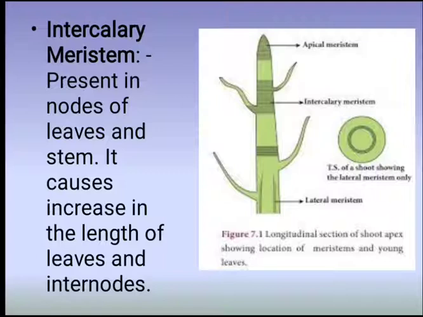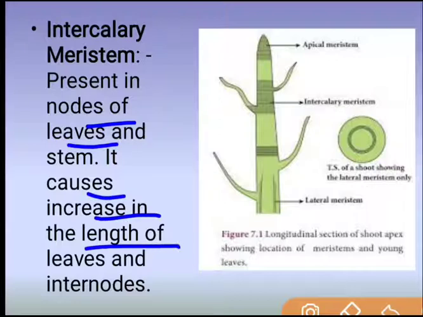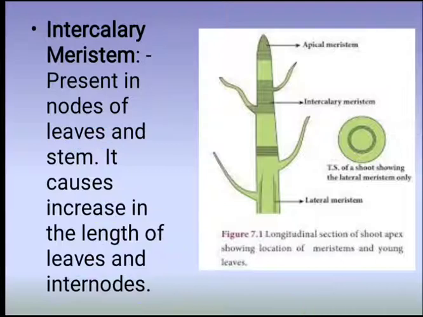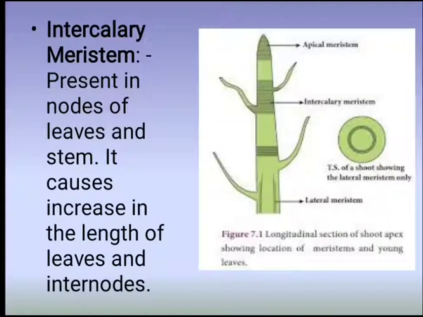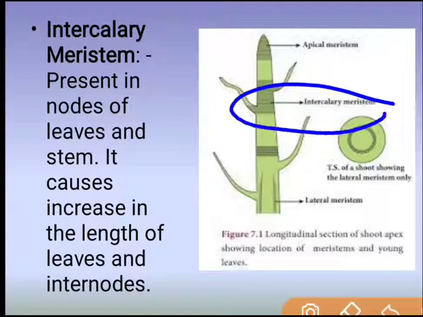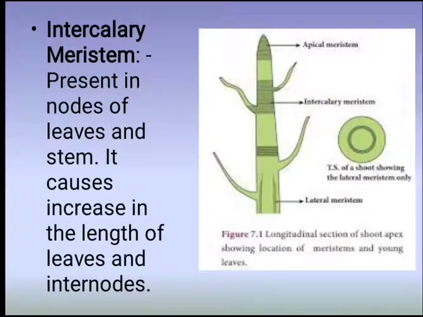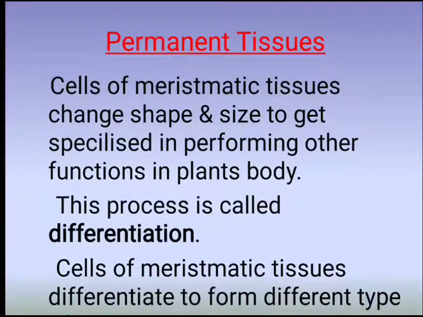Intercalary meristem is present in the nodes of leaves and stem, and it also causes increase in the length of leaves and internodes. So that's why intercalary meristem also helps in the primary growth of the plant. You can see intercalary meristem is present here. Fine. Now next one is the permanent tissue.